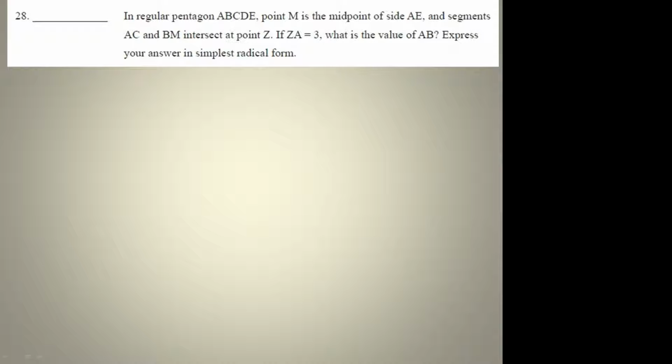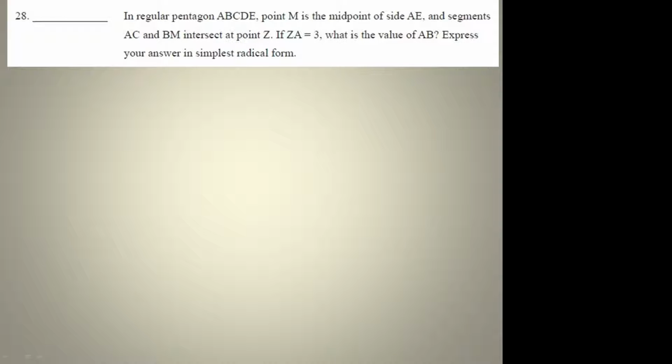Number 28, in regular pentagon ABCDE, point M is the middle point of side AE, and the segments AC and BM intersect at point Z. If ZA equals 3, what is the value of AB? Express your answer in simplest radical form.